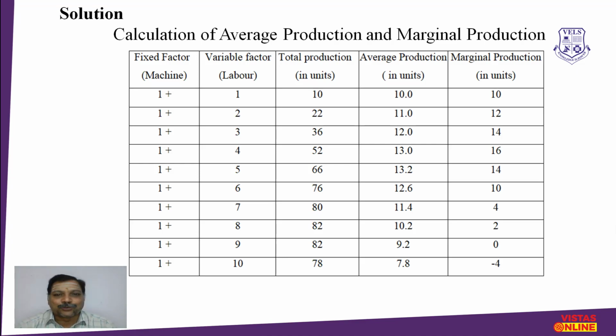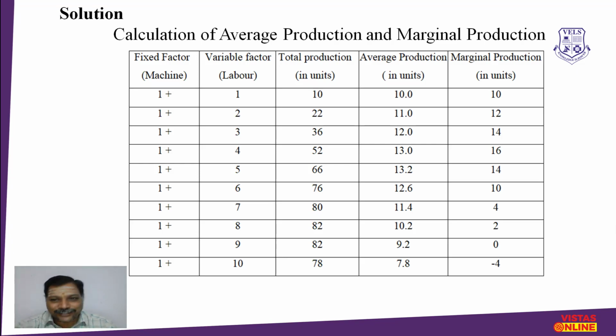Now let us move to the second question. The question is find the marginal production. Marginal production is nothing but the additional production because of the employment of that particular input. When one laborer is employed, it is 10. So the marginal productivity of the first laborer is 10. When the second laborer is employed, it increases to 22. So what is the marginal production? 22 minus 10. So it is 12.